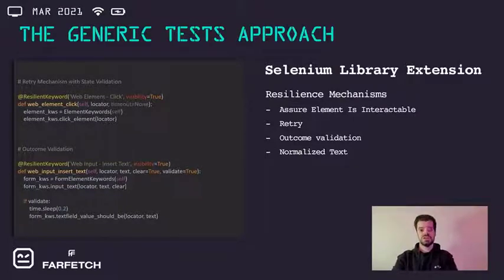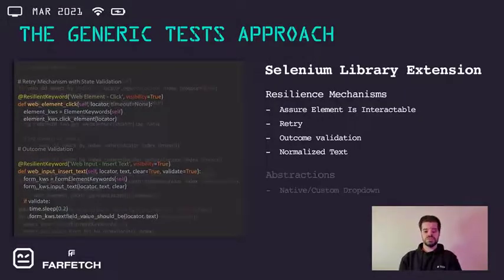One other thing I don't have depicted on this code example, but which also solves a lot of flakiness issues and also maintenance and all that, is the fact that we normalize all text before any assertion, so tests don't fail due to trailing spaces or case-sensitive matters. That's a very usual problem.